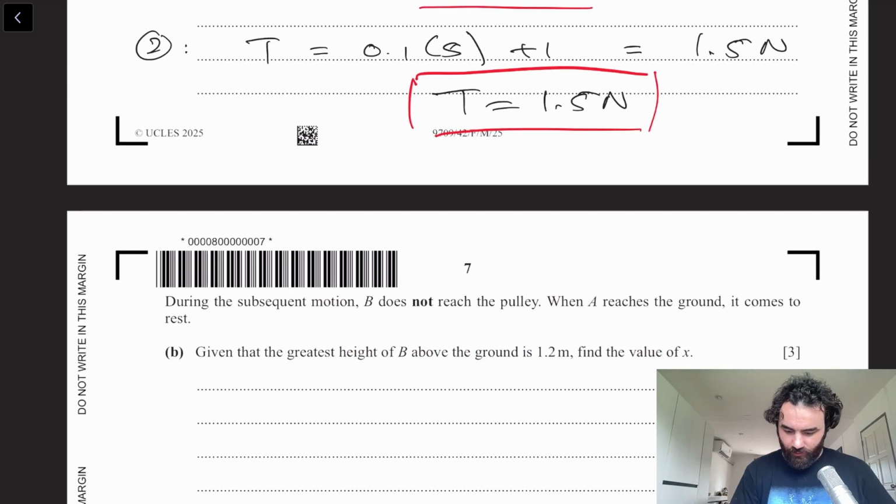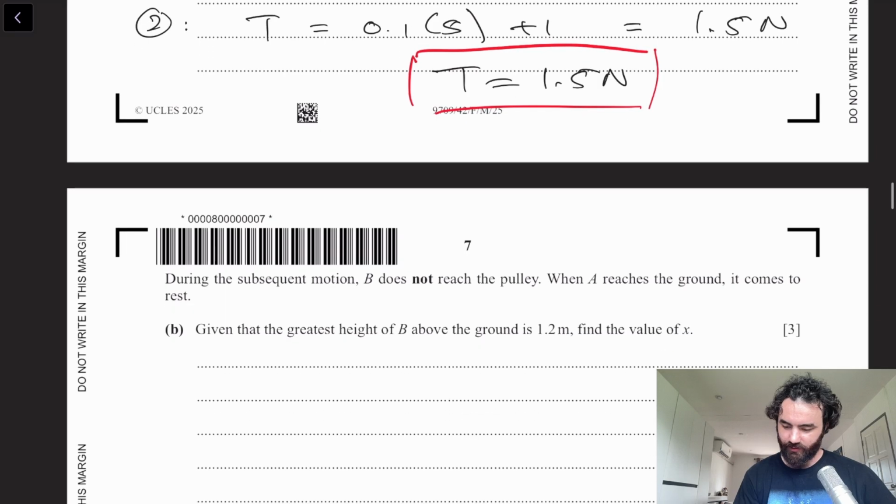During the subsequent motion, B does not reach the pulley. When A reaches the ground, it comes to rest. Given the greatest height of B above the ground is 1.2 meters, find the value of X.